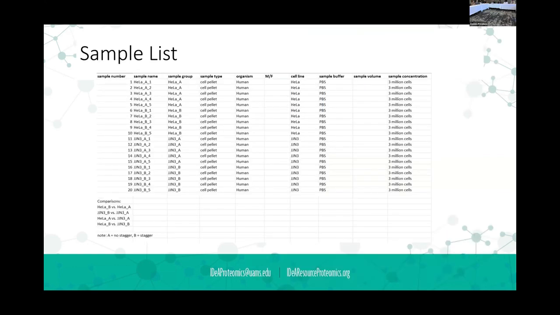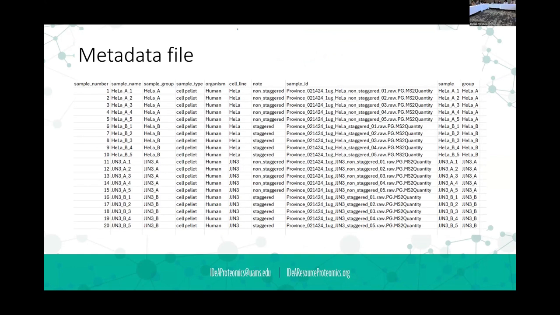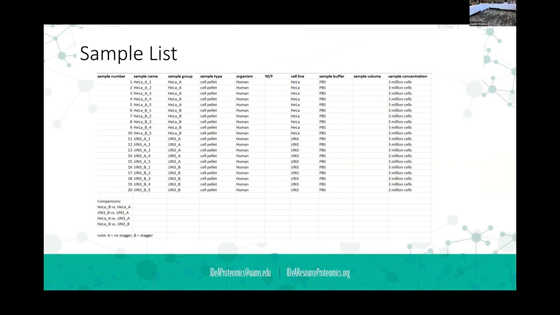So then the sample list, and Karen talked about this a little bit yesterday, as well as Sam did as well. But just making sure that you have sample names and sample groups identified, the organism, and then the sample buffer is always really key. And what I did down here is I put a key down here of what the comparisons I had, and I just made them A and B.